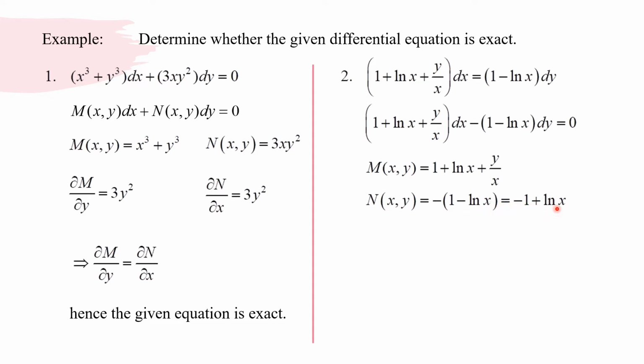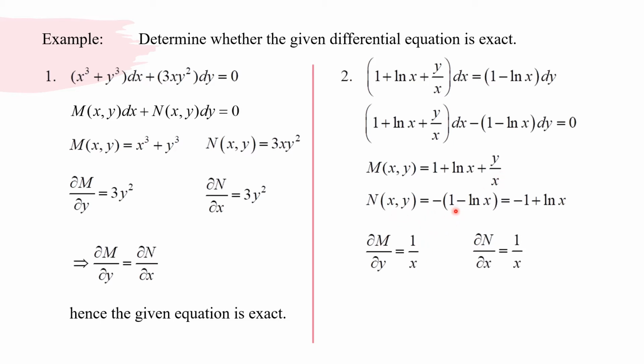Now let us determine whether this equation is exact or not by finding del M del y and del N del x. When we say del M del y, we are differentiating the function M with respect to y, treating x as a constant. So when we differentiate 1, a constant, with respect to y, the answer will be 0. Differentiate ln x, which is a constant, the answer is 0. When we differentiate y over x with respect to y, the answer will be 1 over x.